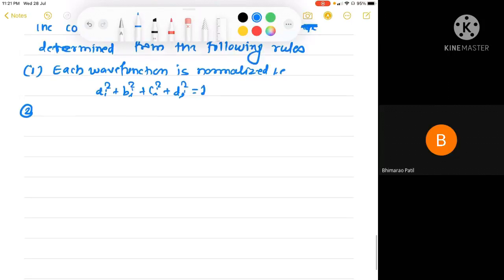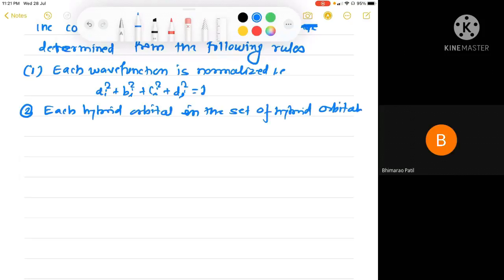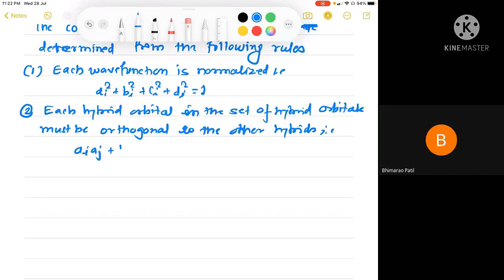Second, each hybrid orbital in the set of hybrid orbitals must be orthogonal to the other hybrids. That is, ai into aj plus bi into bj plus ci into cj plus di into dj is always equal to 0.